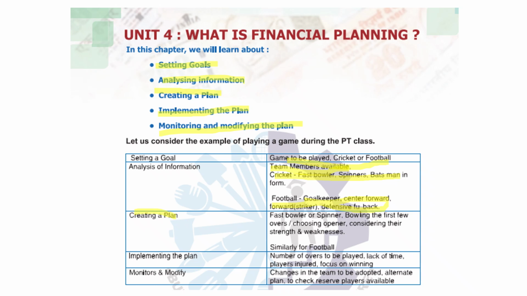Then we'll create a plan. Analysis करने के बाद we'll create the fast bowlers, spinners, bowling the first a few overs, choosing openers, considering their strengths and weaknesses. यही हम फुटबॉल में भी करते हैं. Then we will implement the plan कि जितना ओवर खेलना है, टाइम कितना है, कोई प्लेयर इंजर्ड तो नहीं हो गया, और फोकस करना है कैसे हमें जीतना है.